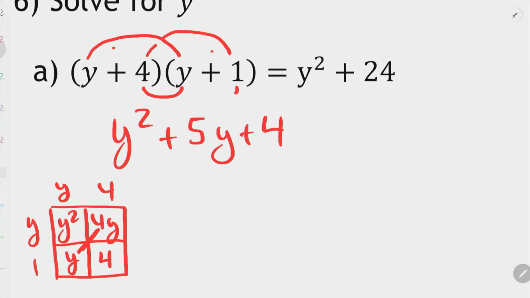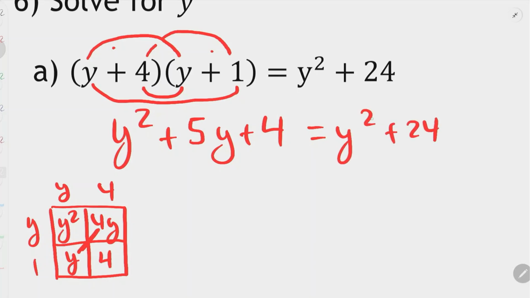And then don't forget that there's this 1 times this y, which gives me my last y. So that's one option that we have too, especially if it's a binomial times a binomial. That's a pretty quick way to figure that out. On the other side, we've got just y squared plus 24.